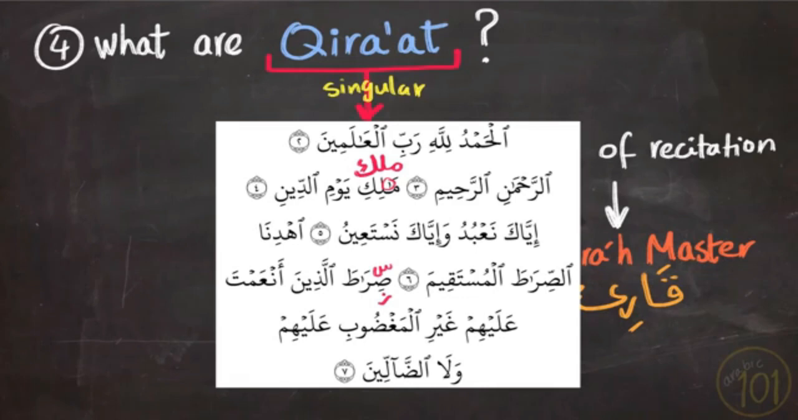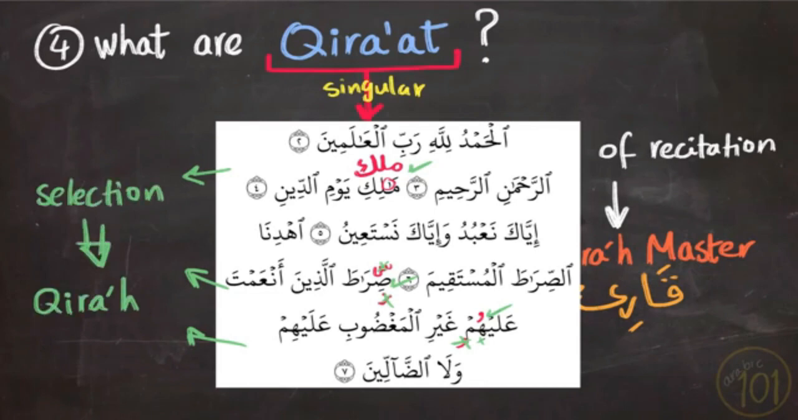Moving on a little bit further with the word alayhim. Now we can say alayhum. So as we can see, there are many choices that are available that we can choose from. Now the qira'ah master has made certain decisions and will choose from these available variations of this surah. The product of his selections will be called a qira'ah. So a selection of variations equals qira'ah.